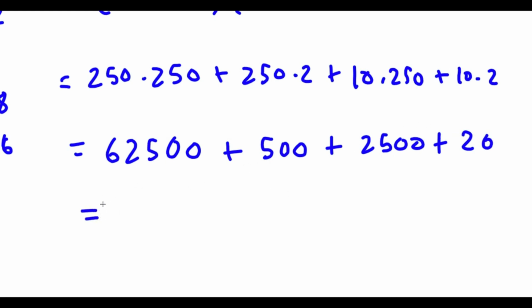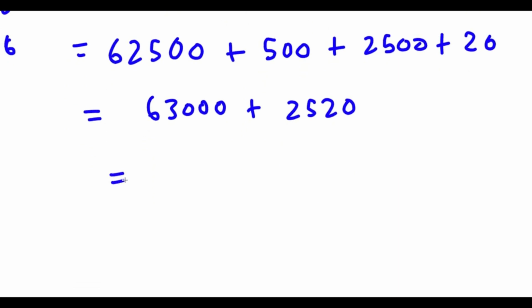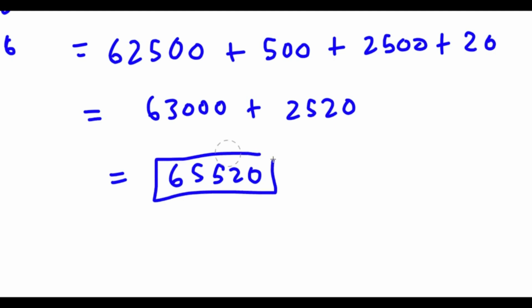Now I simply have to add all these together. Well, 62,500 plus 500, that's going to be 63,000. And 2,500 plus 20, that's going to be 2,520. And now finally, 63,000 plus 2,520 is 65,520. So this is my answer.